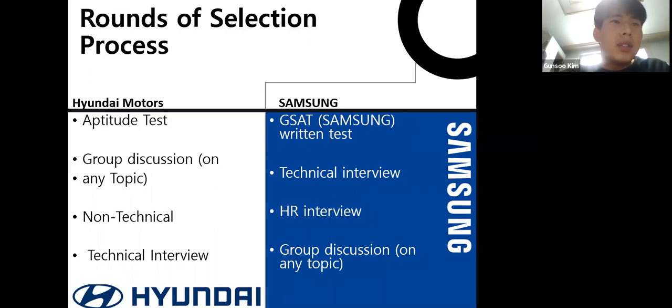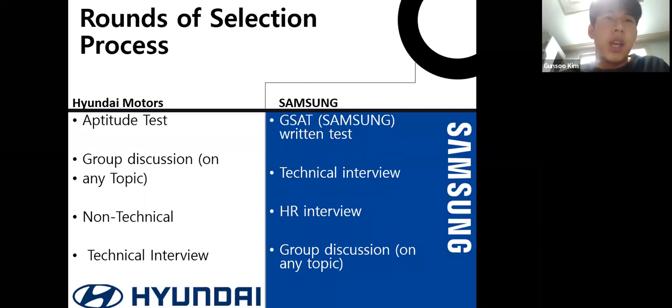In both companies, interestingly, they do a group discussion among the candidates on a free topic to assess each individual's performance. And lastly, they take both non-technical and technical interviews to assess technical knowledge, skills, and abilities as they relate to the needs of the specific job that candidates are applying to.